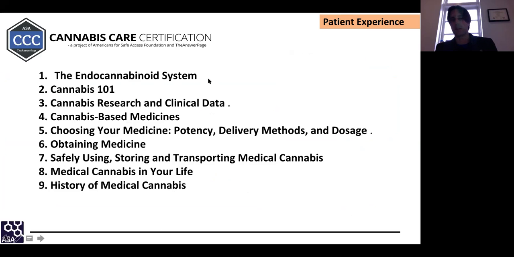So the basics of the endocannabinoid system, why we're all here talking about this, right, is because we have this system. Cannabis 101, just what it is.